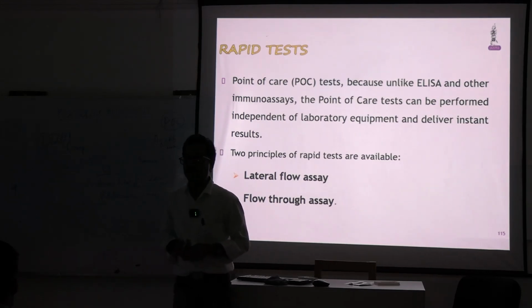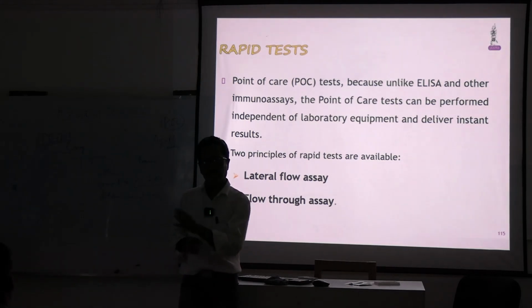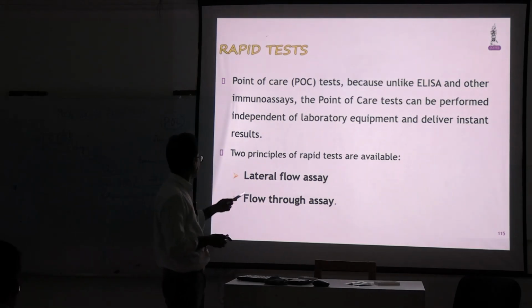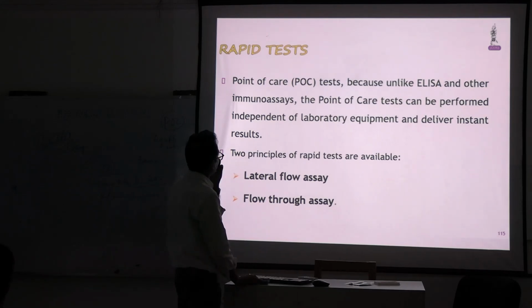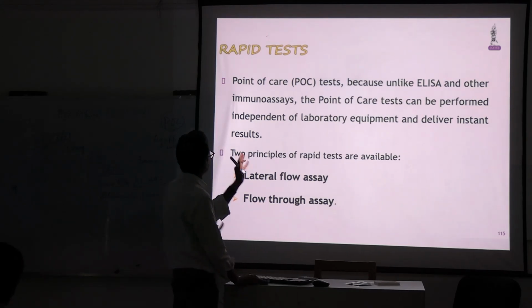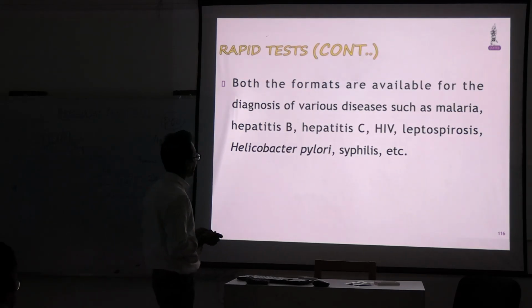What are the common rapid tests available? One is the slide agglutination test, which can also be done as a rapid test. But in the true sense, the rapid tests are the lateral flow immunochromatographic test, that is lateral flow assay, and the flow through assay. They do not need separate laboratory equipment.